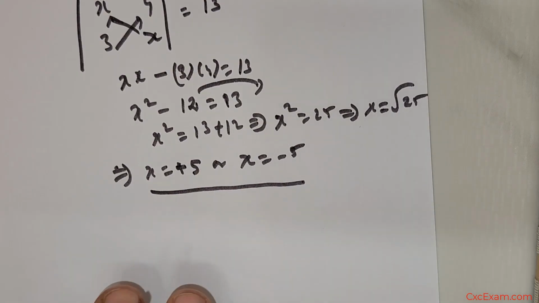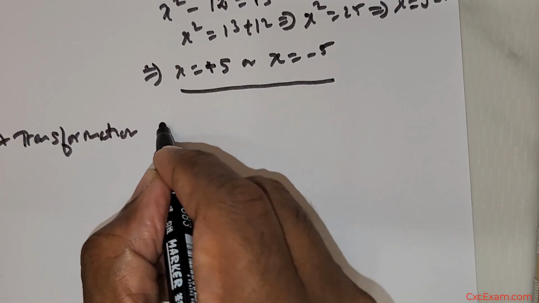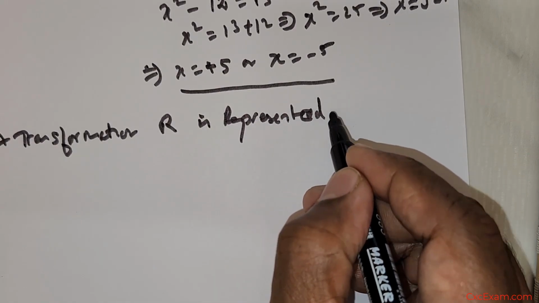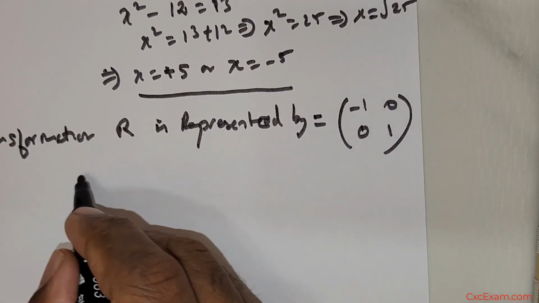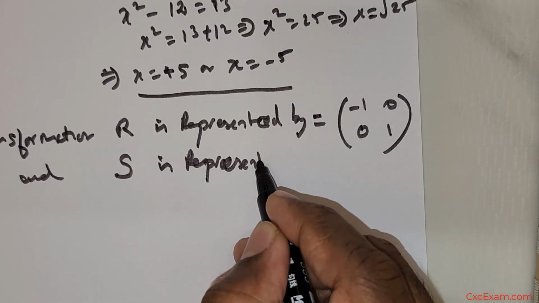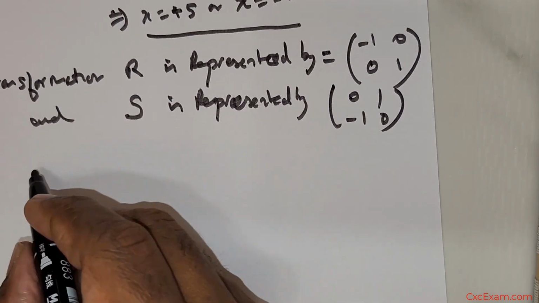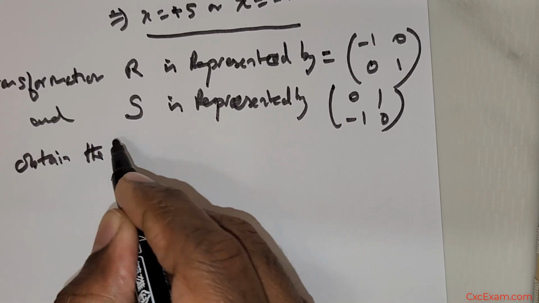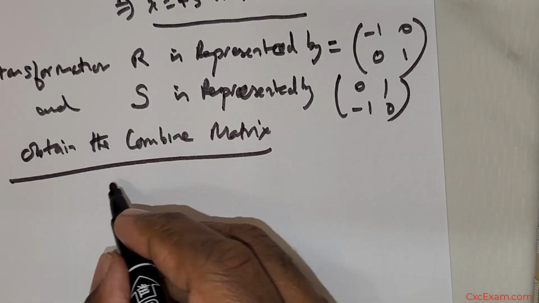Now the next solution is a transformation R is represented by matrix negative 1, 0, 0, 1, and similarly a transformation S is represented by another matrix 0, 1, negative 1, 0. Now they are asking us to obtain the combined matrix of R and S.